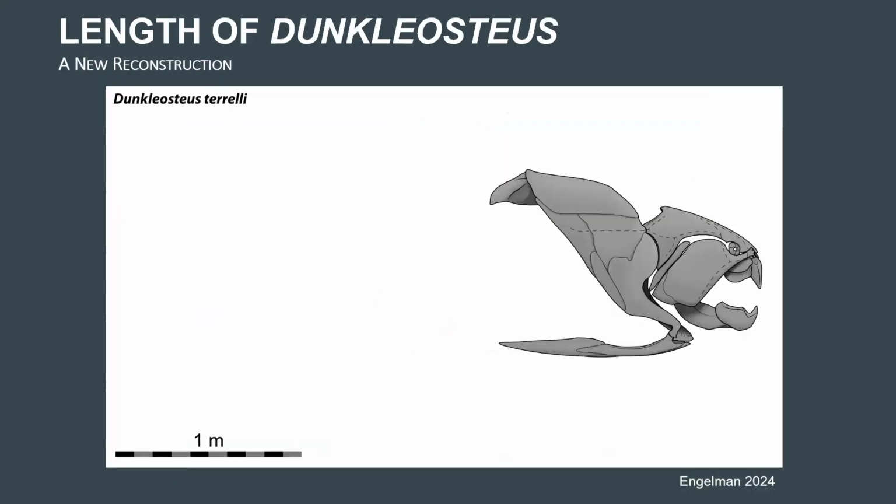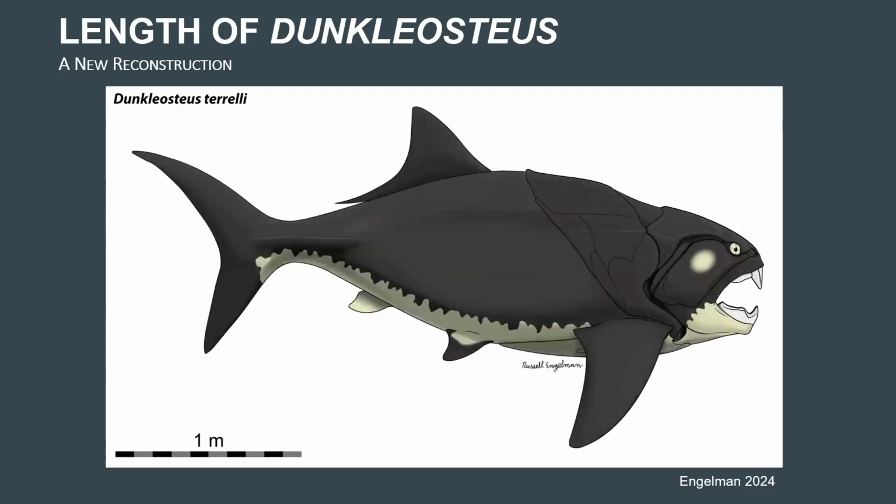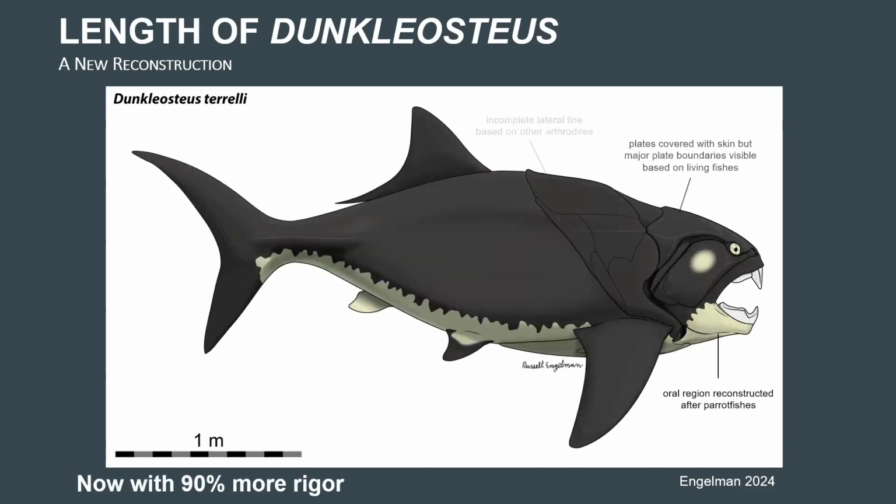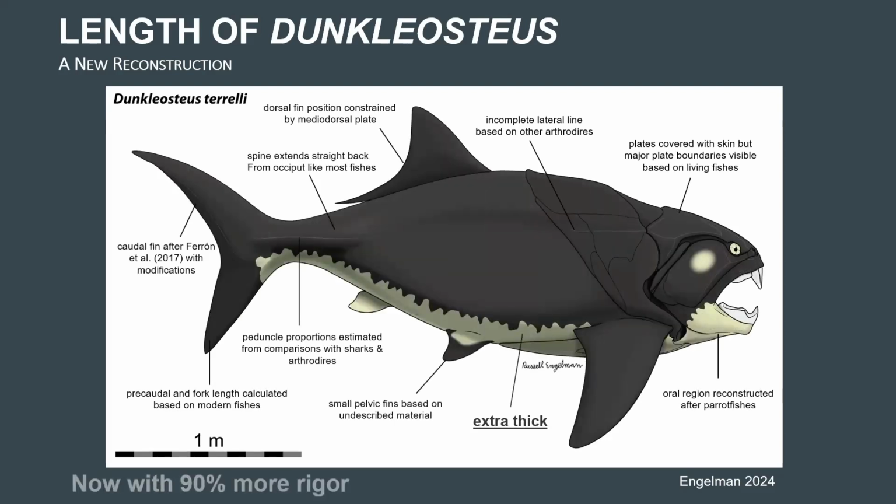So now that we have estimates of length and we have body depth and width from fossils, we can create a new body reconstruction of Dunkleosteus terrelli. And the good thing about this model is it is actually 90% based on actual data. The model is based on mostly data directly from Dunkleosteus fossils. Barring that, it's based on data from other placoderms, and barring that, it's based on data from broader body shape patterns in fishes, especially those of similar ecological habits.